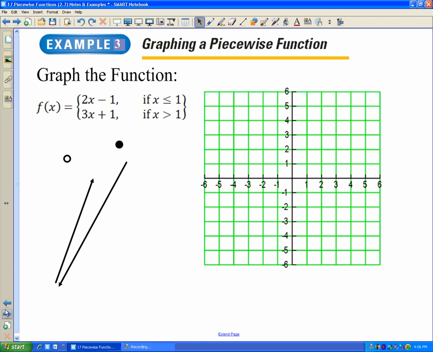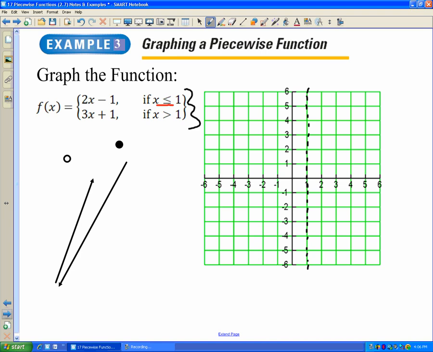So graph the function f of x is equal to 2x minus 1 if x is less than or equal to 1. F of x is 3x plus 1 if x is greater than 1. Again, I want to look at my domain first, and I want to go to where x is 1. This is where my graph is going to be broken up. So I'm going to do blue for less than 1, less than or equal to 1.